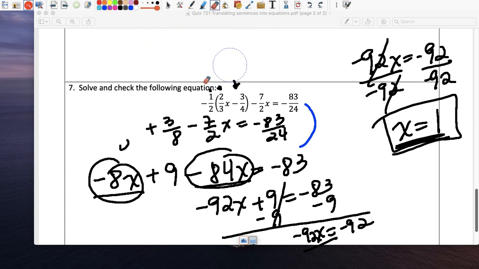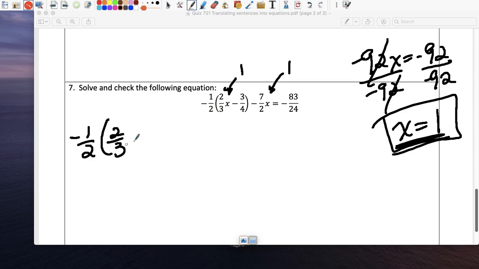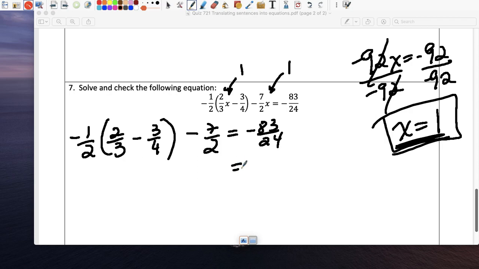And then what you have to do was turn the page over and substitute. So negative 2, and then we're going to put a 1 here, and we're going to put a 1 here, right? Notice that if we multiply 2/3 times 1, it's just 2/3, so that's just going to become that. If you multiply 7/2 times 1, it's just 7/2 equals negative 83 over 24. So on the right side, we already know it's negative 83 over 24. We just hope that the left side is the same.